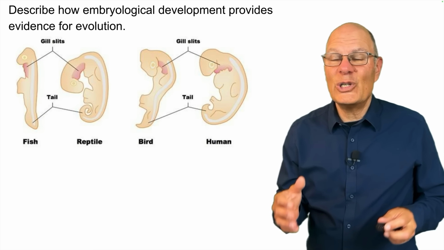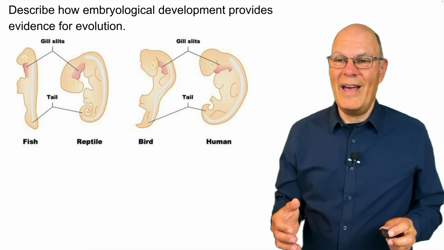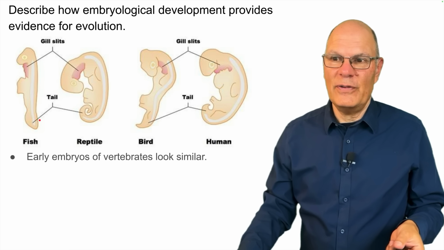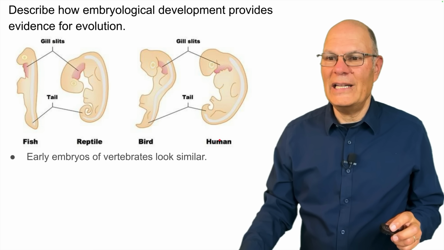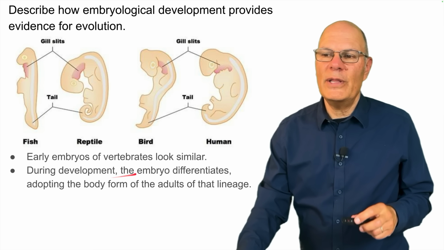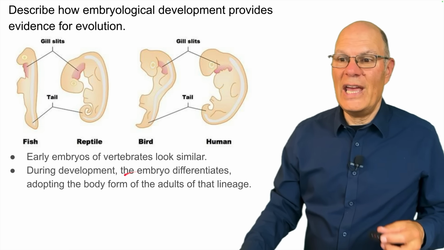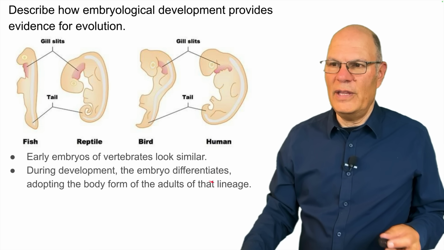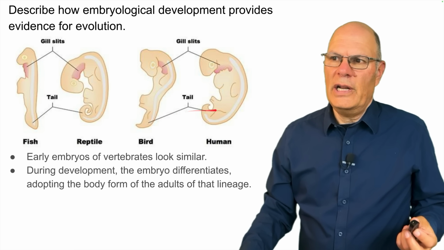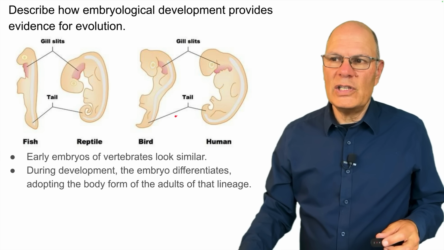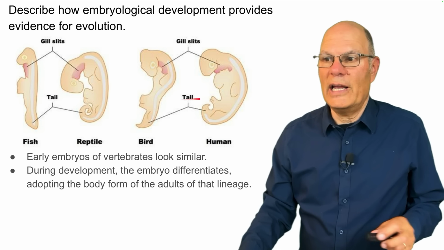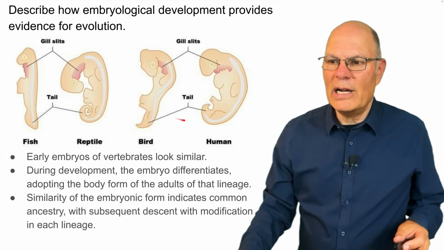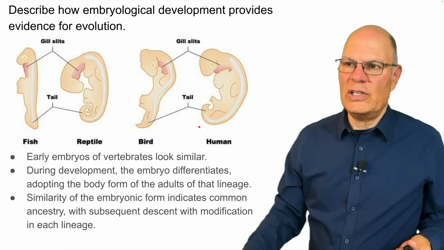Describe how embryological development provides evidence for evolution. Early embryos of vertebrates look similar. Here's a fish, a reptile, a bird, and a human. During development, the embryo differentiates, and that leads to the adoption of the body form of the adults of the lineage. So bird and human embryos are quite similar, but we all know what adult birds look like, and we all know what adult humans look like. The similarity of the embryonic form indicates common ancestry.